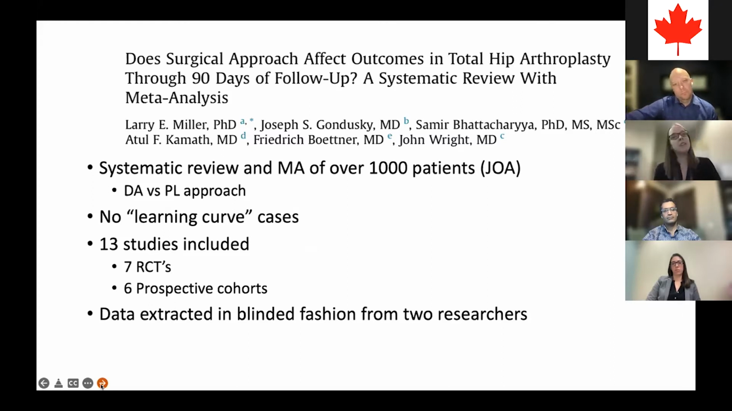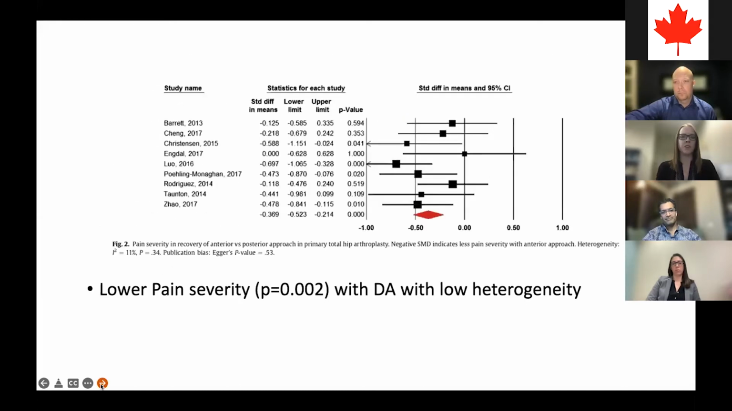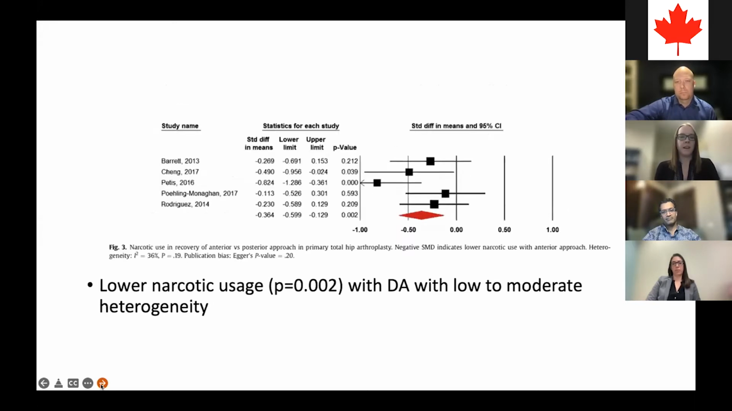So when we look at these systematic reviews, much like the registries, they don't all agree with each other either. So this was the Miller systematic review, looked at the anterior versus posterior, no learning curve cases. They included 13 studies. Had a good methodology there. So they found, again, lower pain severity with the DA, with low heterogeneity of those results. You can see the forest plot above there. And then lower narcotic usage as well with the DA with low to moderate heterogeneity.